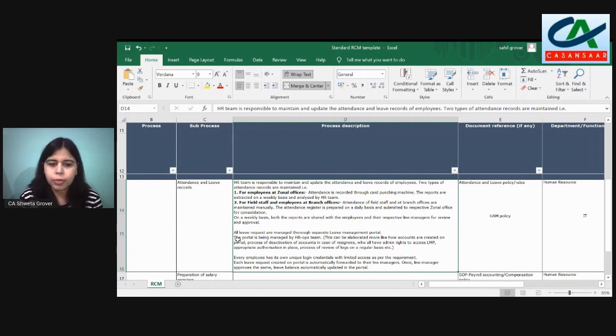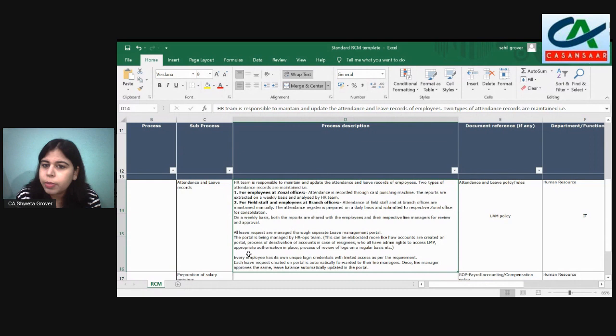So what we need to mention here is: all leave requests are managed through a separate LMP. The portal is managed by the HR ops team. Now you can elaborate more here. Can you elaborate on what I have mentioned here: how accounts are created on the portal, the process of deactivating accounts in case of resignees, who all have admin rights to access LMP, appropriate authorization in place, and the process of review of logs on a regular basis.